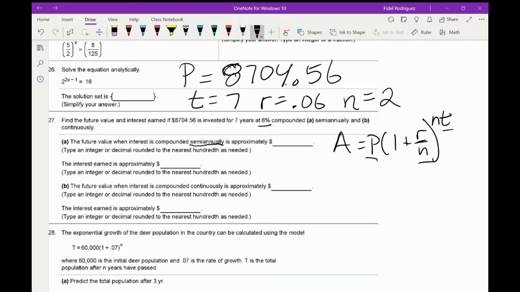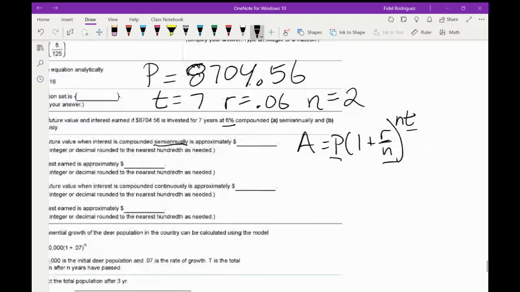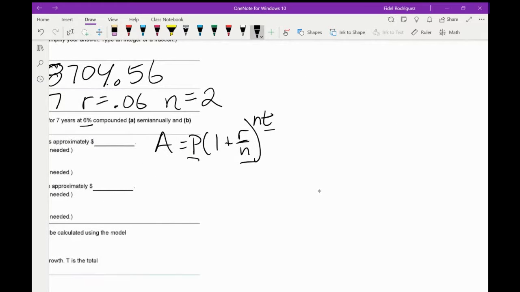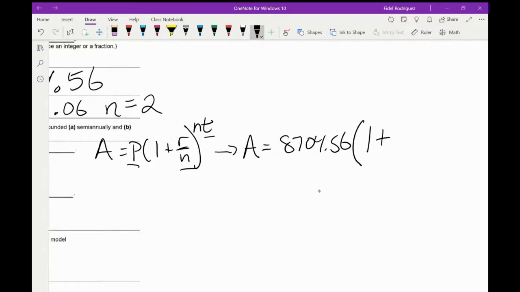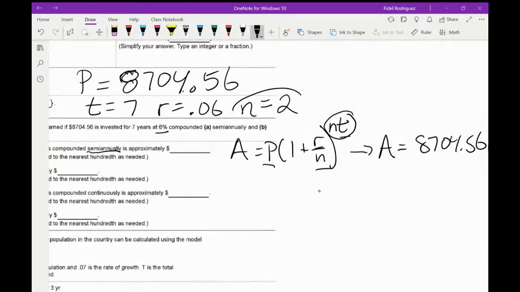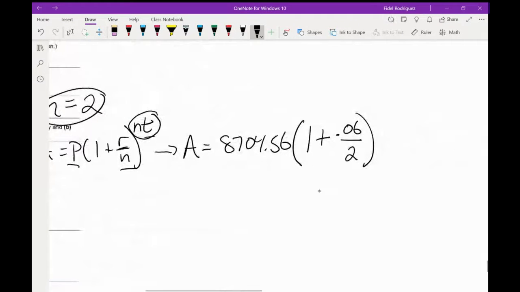And so now that I have those values, for part A, I'm just gonna do a little plug and chug, okay? So we're gonna go A equals P, which was the 8704.56, and then 1 plus our rate, 0.06, divided by N, which was a 2. And then I want you to look at my exponent. My exponent is taking the values N and T. So I'm going to take this number here and that number there, and I got to multiply them together. 7 times 2 is going to leave me with 14.